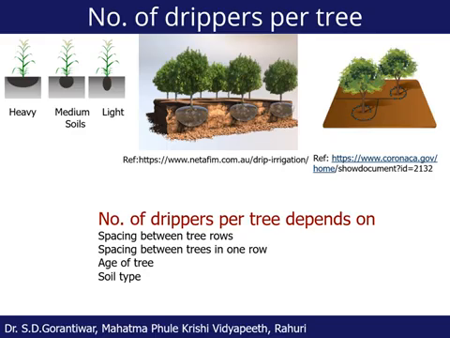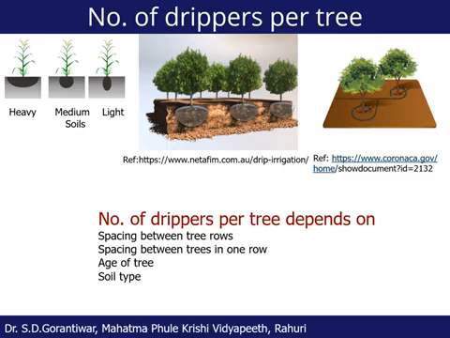So therefore, if the tree or orchard is in the heavy soil, then to wet the same root zone area, we will need fewer emitters compared to the light soil. In case of the light soil, we will need more emitters, because in light soil, one emitter irrigates a lesser area, and in case of the medium soil, it is in between these.